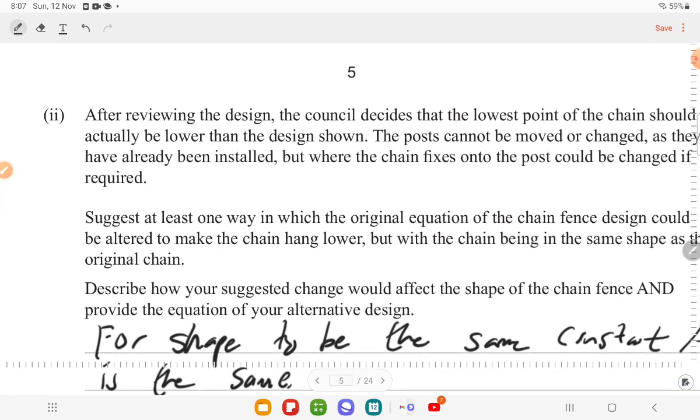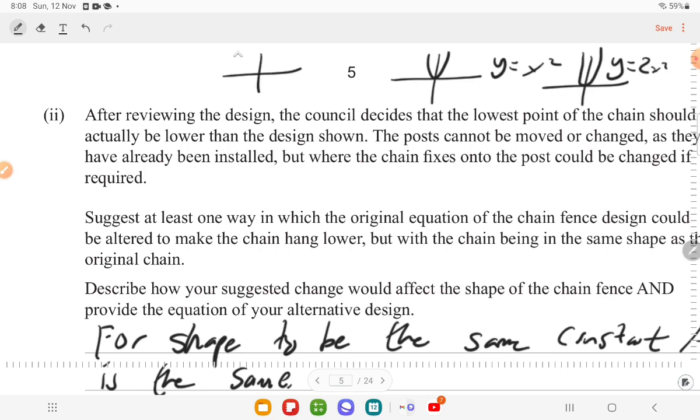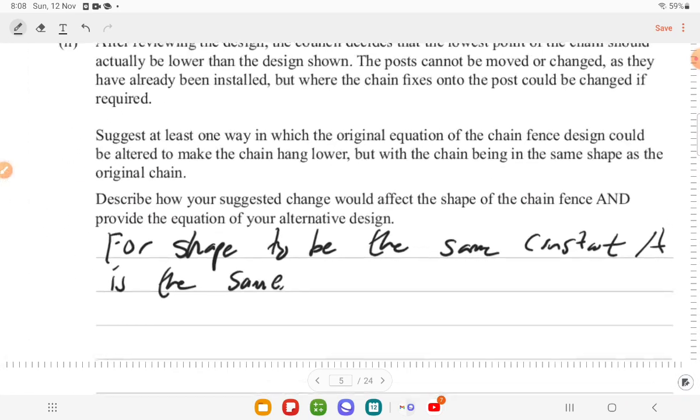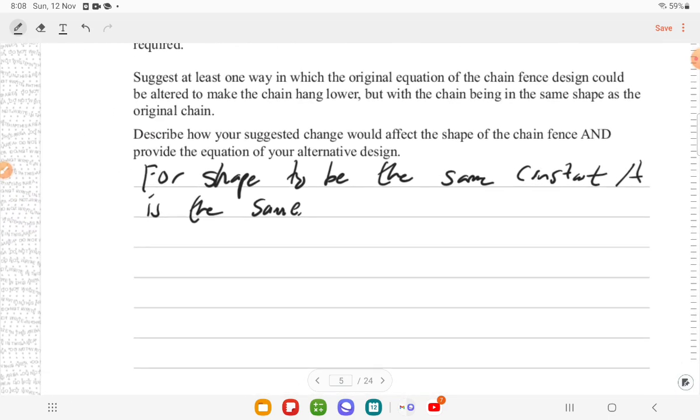For example, in a graph, if this is y equals x squared, then a much narrower graph like this is y equals 2x squared, and a wider graph like this will be y equals half x squared. This constant in front will change how wide or how narrow the quadratic will be. So we're not changing this.